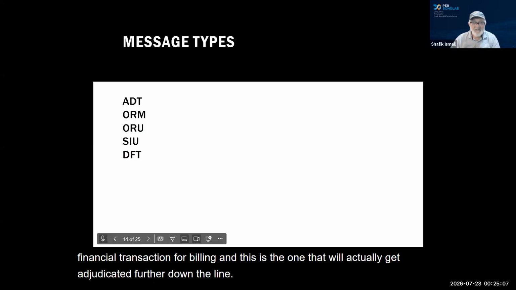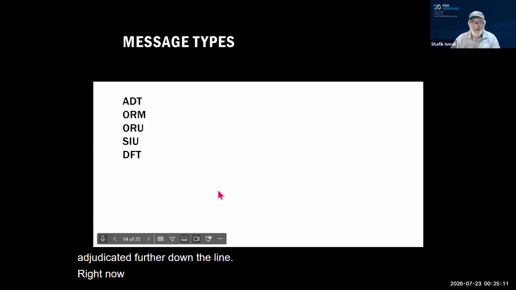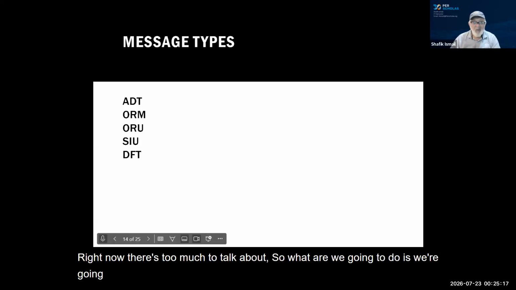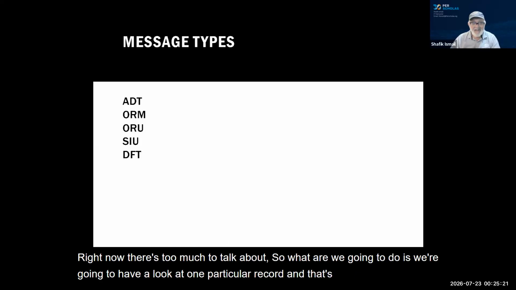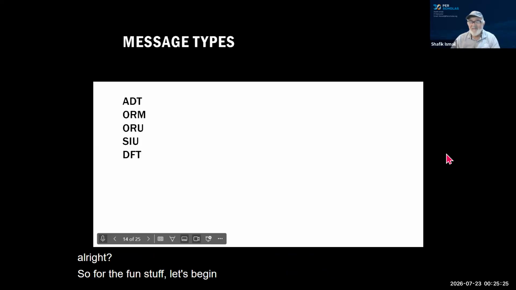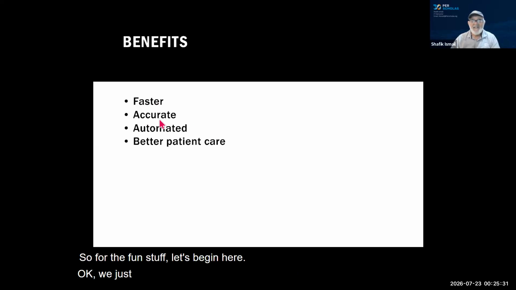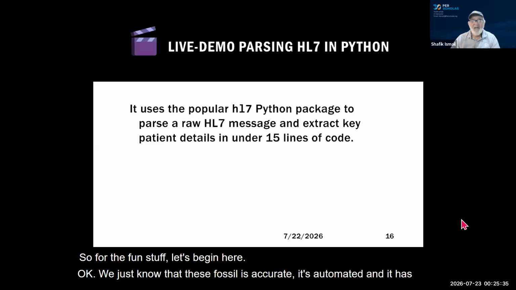All right, there's too much to talk about, so what we're going to do is have a look at one particular record, and that's the PID. So for the fun stuff, let's begin here. We just know that it's faster, it's accurate, it's automated, and it gives better patient care.